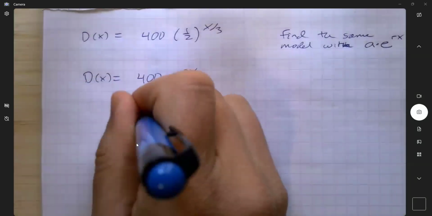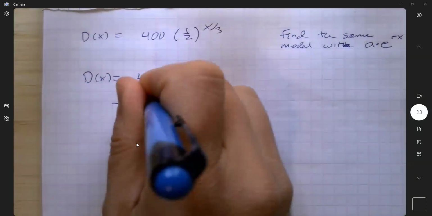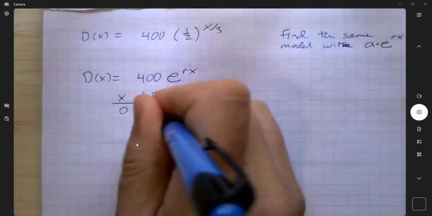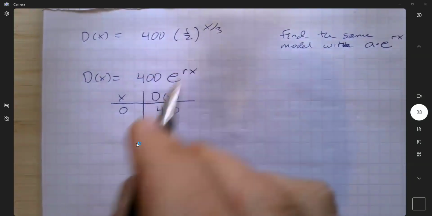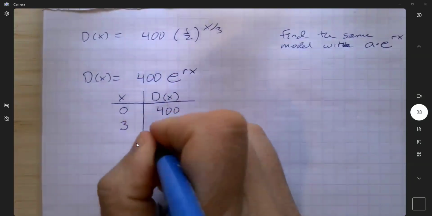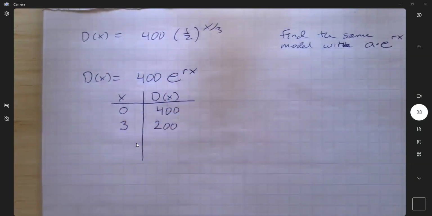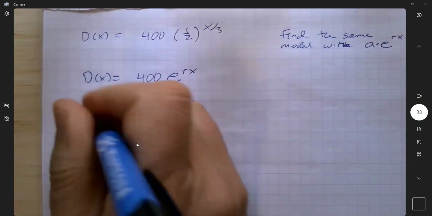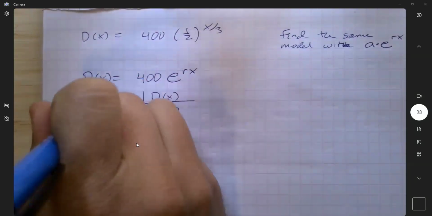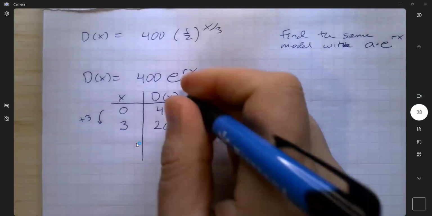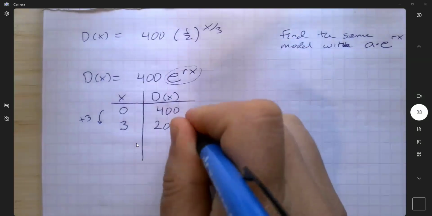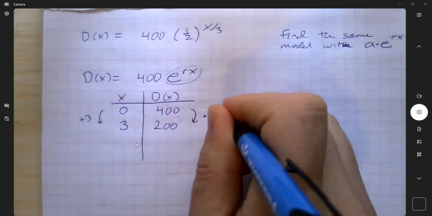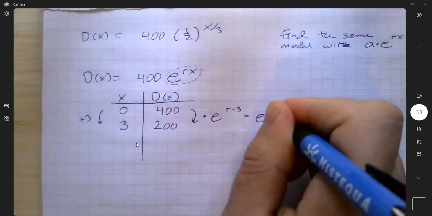Here's my x, here's my d of x. And I happen to know when x is 0, there are 400 milligrams. And I also know, because of the half-life, that after 3 hours, half of it remains. So I get 200. So x went up 3, and I must have multiplied the 400 by the e to the rx. So I must be multiplying by e to the r times 3, or e to the 3r.